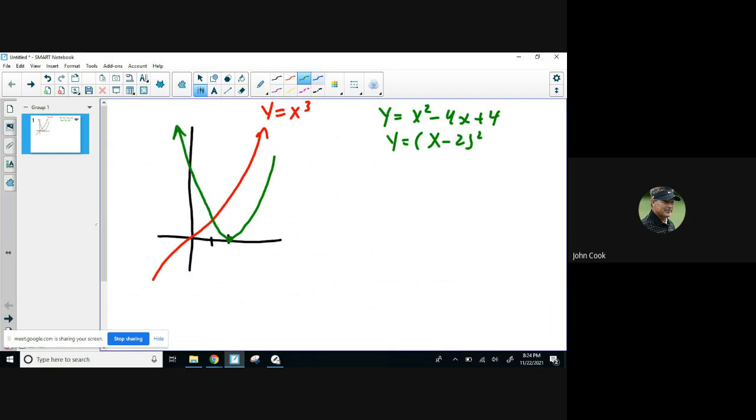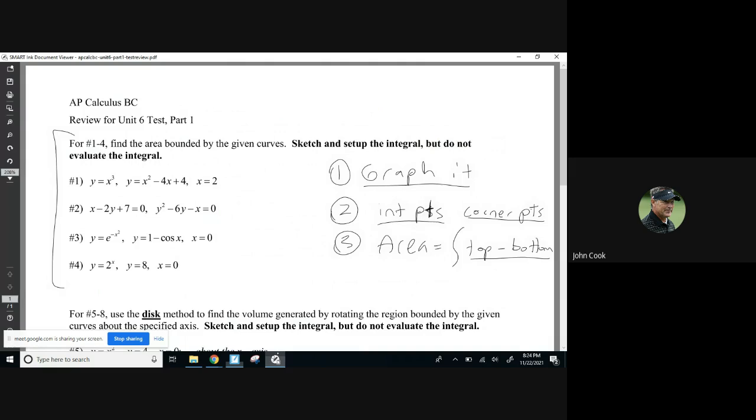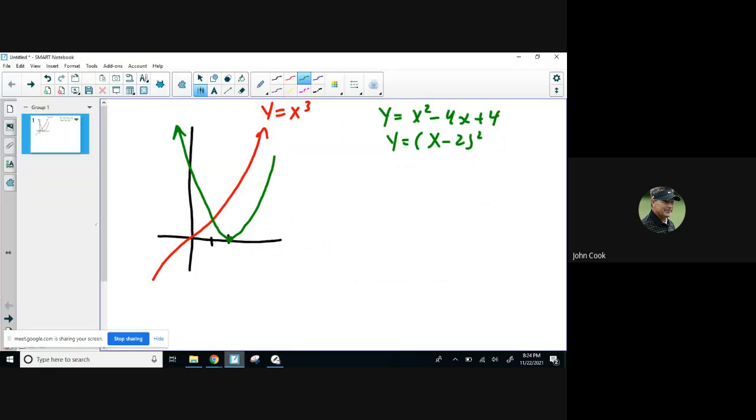And then we have one more line, x equals 2. Well, that's that point right there, so it'll just pass through there. So all three of these graphs intersect to form this region here. That's going to be the area that we're going to look for.